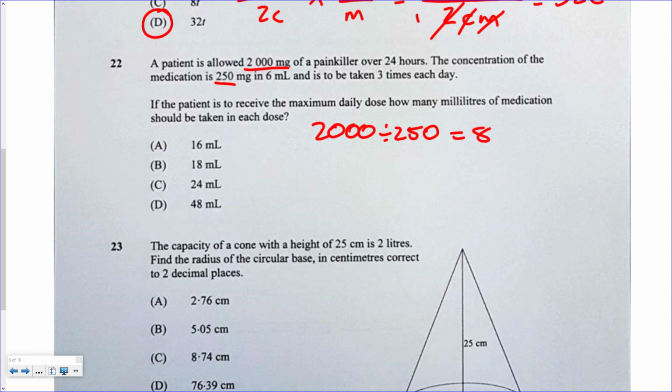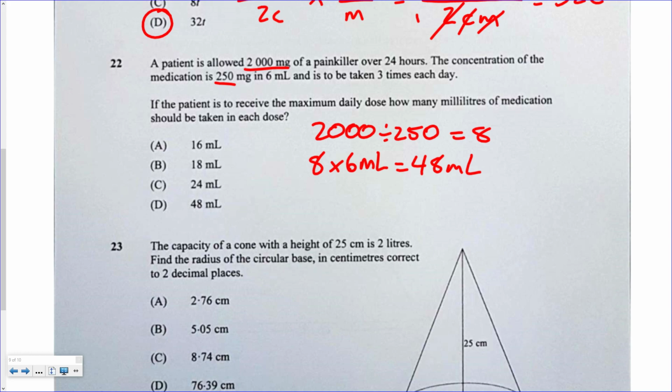Now we know that each of those lots is 6 milliliters. So let's find how many milliliters in total that is. We have 8 times 6 milliliters, and that would equal 48 milliliters. So what we're saying here is, if in every 6 milliliters there's 250 milligrams, then we can have 2,000 milligrams in total. Therefore, the total amount of medication we're allowed to have is 48 milliliters.